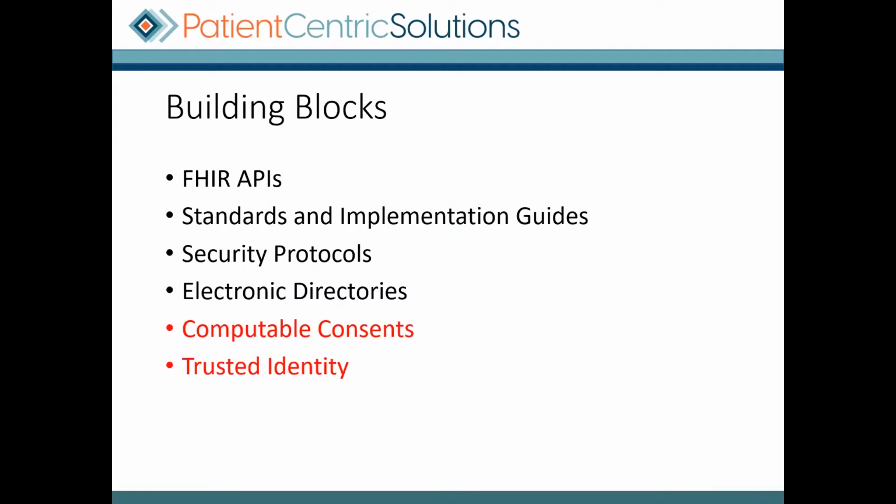So what are the building blocks of seamless data exchange? Certainly the FHIR APIs, and I think it's pretty well understood and accepted today that this is a core building block, and many of us have been long involved in these and really see this as a major underpinning to our new future of exchanging healthcare data. But it's also about standards and implementation guides, and certainly our PASSIO work group has been working diligently in that area. But it includes security protocols, electronic directories, computable consents, and then trusted identities. So these latter two will be the focus of our discussion today.